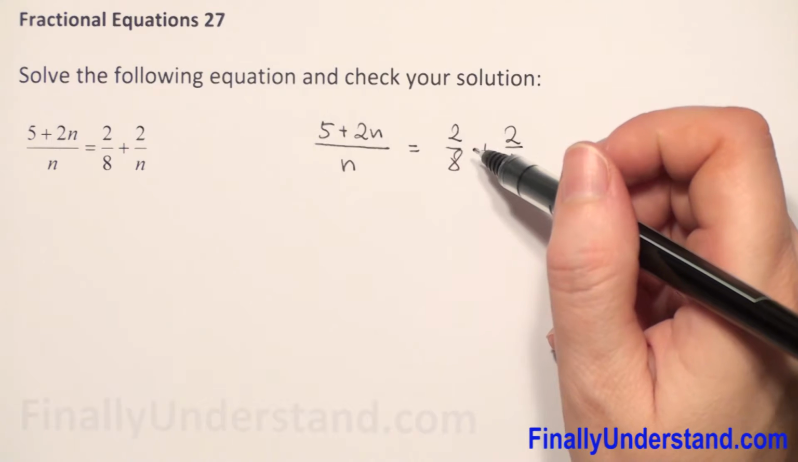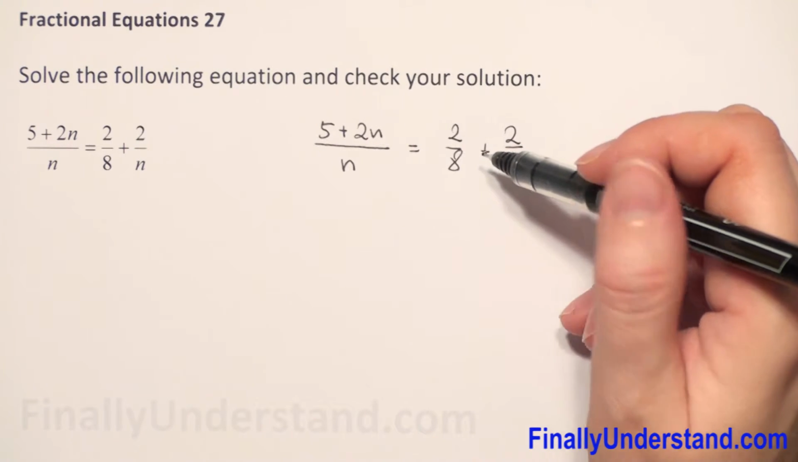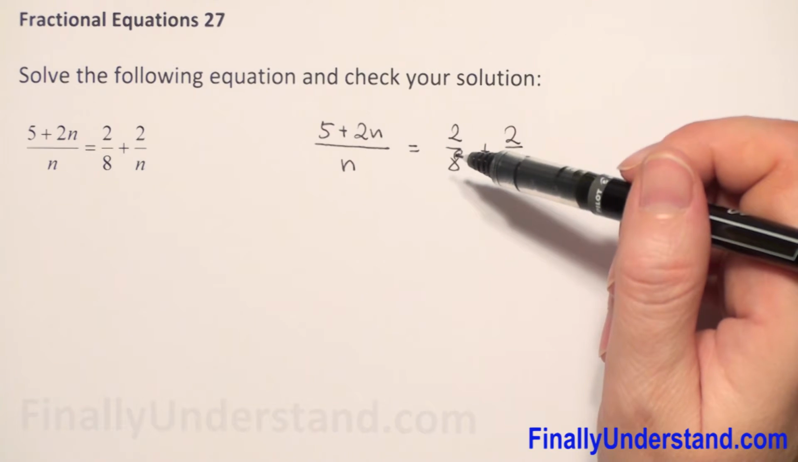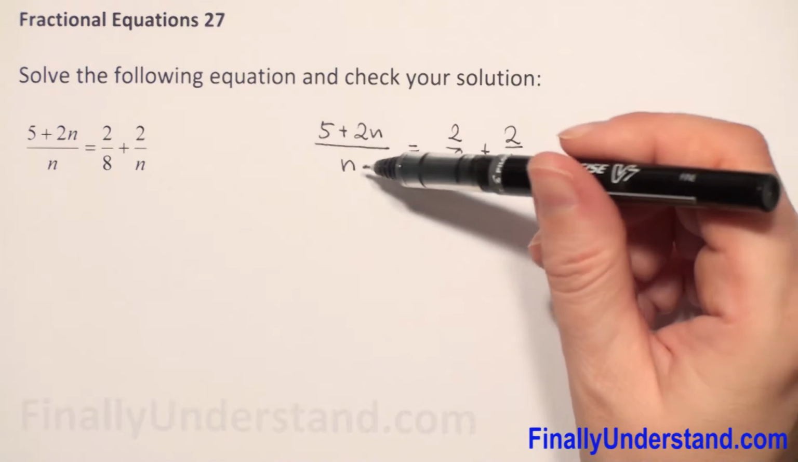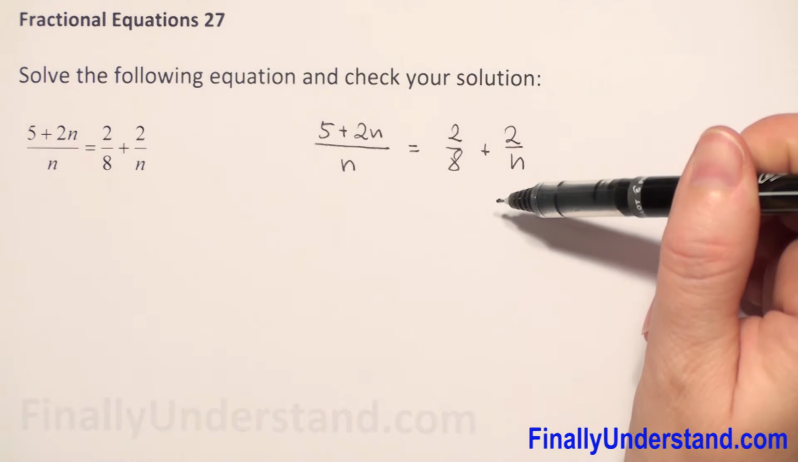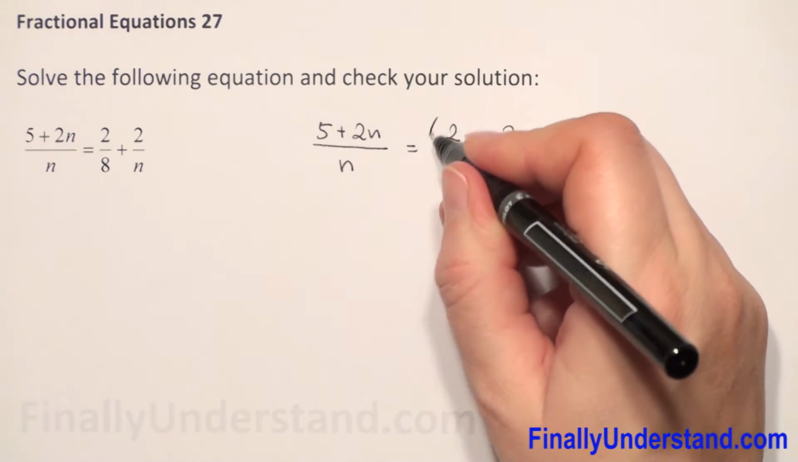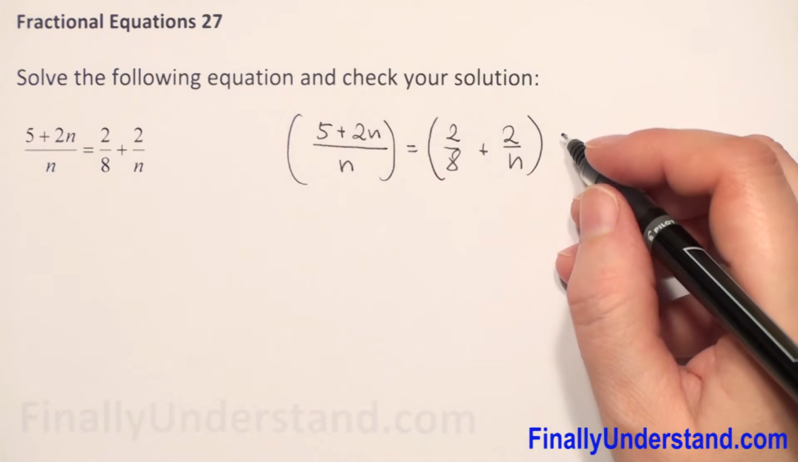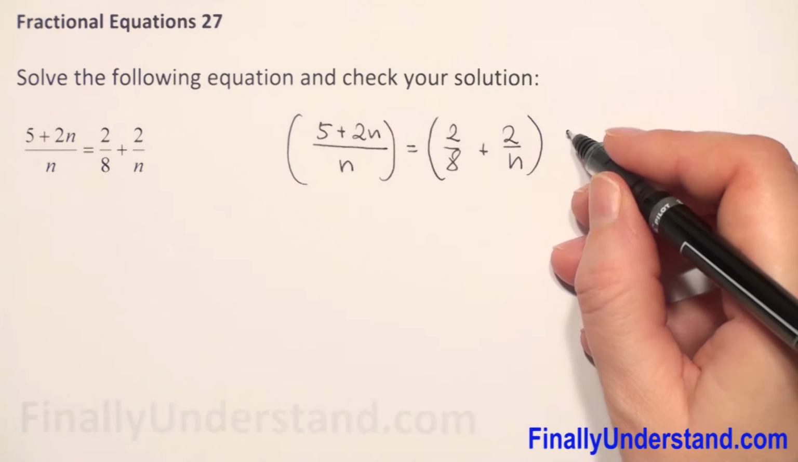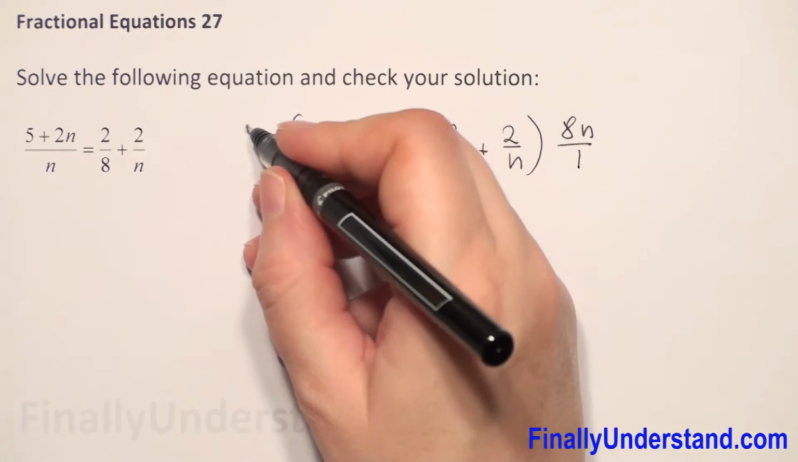Because we have fractions, first, to get rid of these fractions, we can multiply both sides of our equation by the lowest common denominator. We have n, 8, and n. So the lowest common denominator will be 8n. So we have to multiply both sides by 8n. Because we have fractions, I will write 8n over 1.